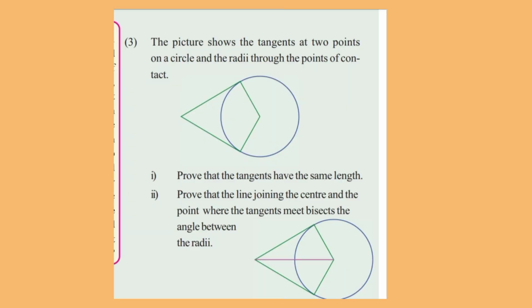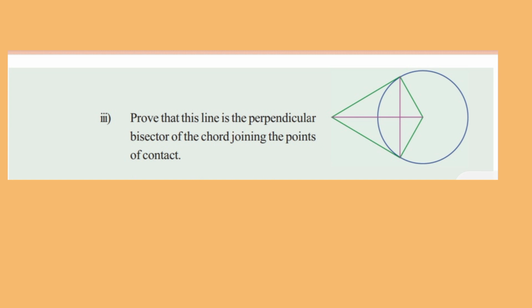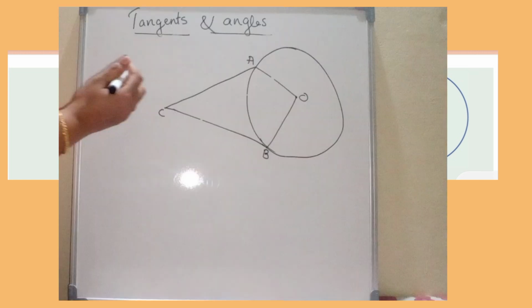Now the third question. The picture shows the tangents at two points on a circle and the radii through the points of contact. First part, prove that the tangents have the same length. Second part, prove that the line joining the center and the point where the tangents meet bisects the angle between the radii. And one more part: prove that this line is the perpendicular bisector of the chord joining the points of contact.